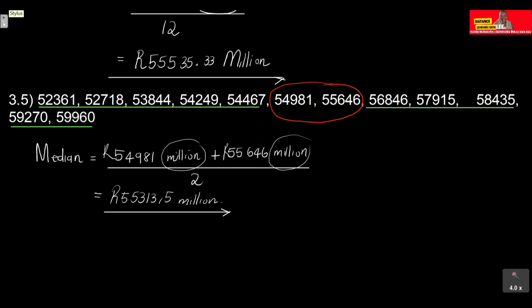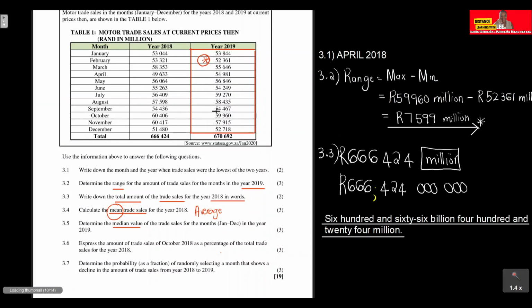So the tip here is just noting that when you've got an even data set, your median is going to be a value that is in between two values. But if you've got an odd data set, then your median is just going to be one single value. All right, and guys, we are done with question 3.5. Let us have a look at question 3.6 and 3.7.